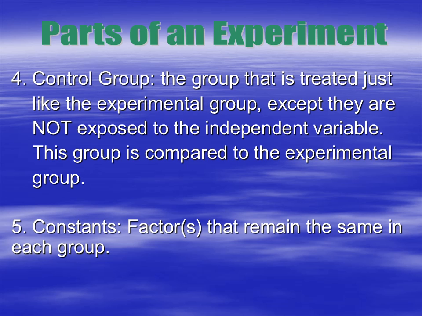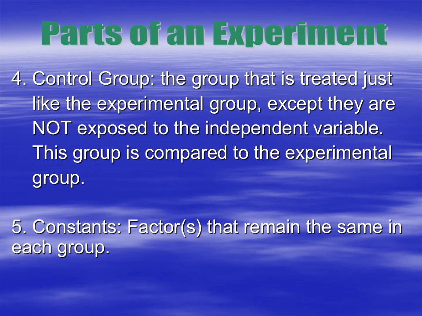Okay, so back to parts of an experiment. So I said that the experimental group is the group that is exposed to the independent variable. The control group is the group that is not exposed to the independent variable. The control group is treated just like the experimental group, except they don't have the effect of the independent variable. And the only reason for having a group that is not exposed to the independent variable is to be able to compare the two groups.